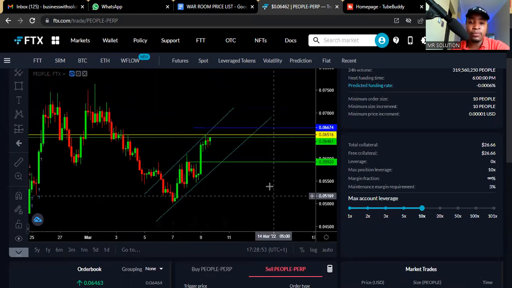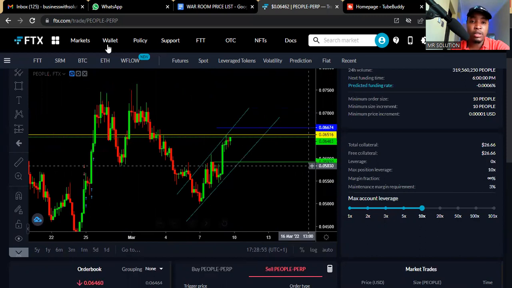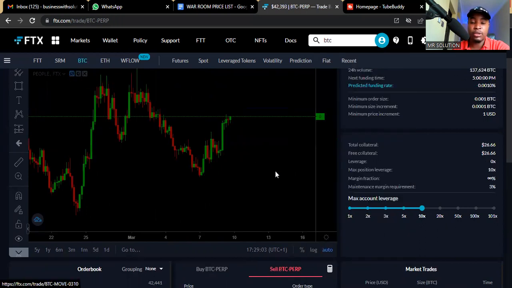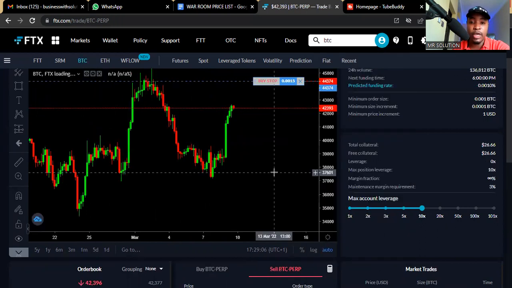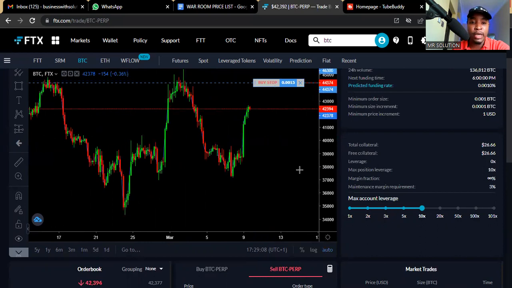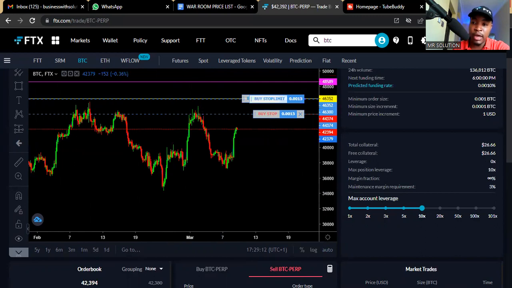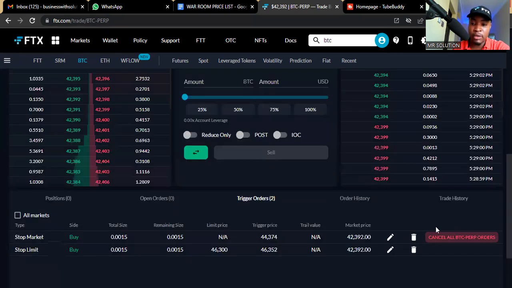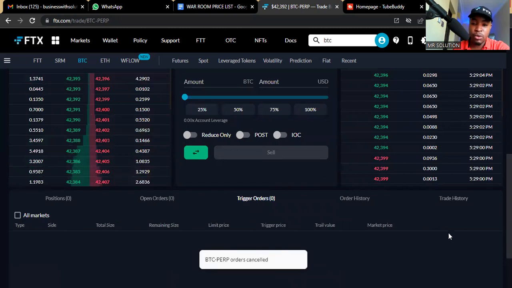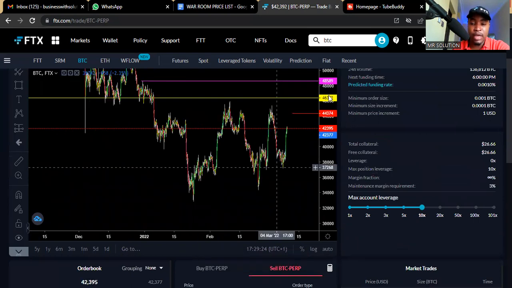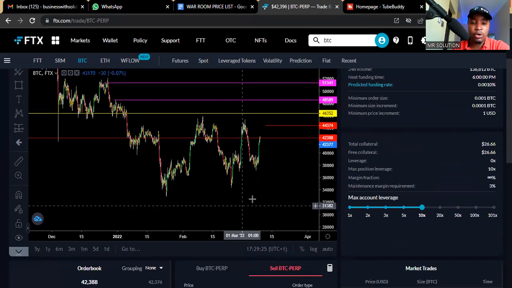You can equally check out other coins. Let's just say BTC. Let's look at BTC and see what the chart is looking like. Of course, BTC has actually been showing some signs of bullishness, some signs of strength. I think I had an order there. Let me cancel everything as well. All right, so we have BTC here, and just a little analysis on BTC as well.